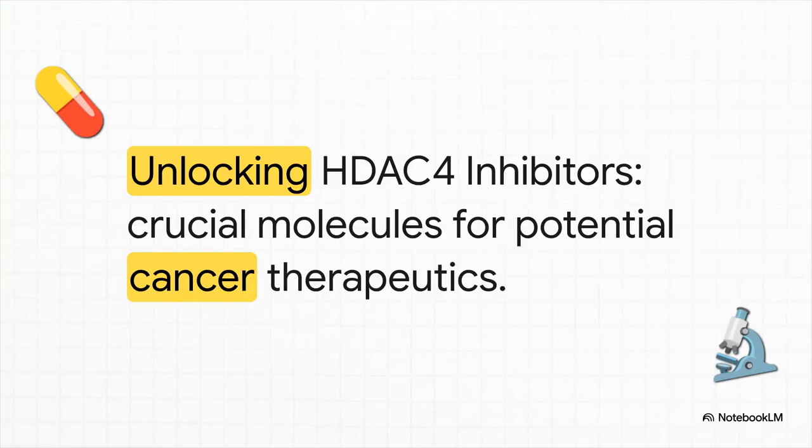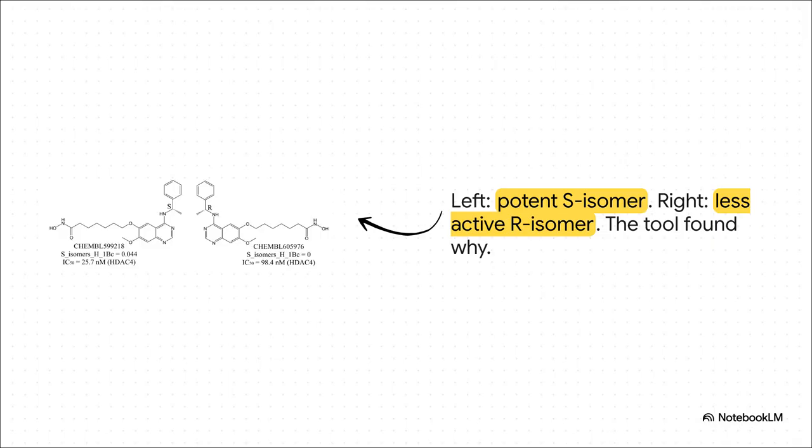So, the first test was on a set of molecules called HDAC4 inhibitors. These are being looked at for cancer treatments, and it's a class of drugs where we know chirality is super important for them to work properly. Just look at this pair. They are perfect mirror images of each other, but the one on the left is almost 4 times more powerful than the one on the right, a classic chirality cliff. The model built with PyDescriptorC totally nailed it. It found one specific descriptor that perfectly explained the difference in activity. That's how you find a better cancer drug.